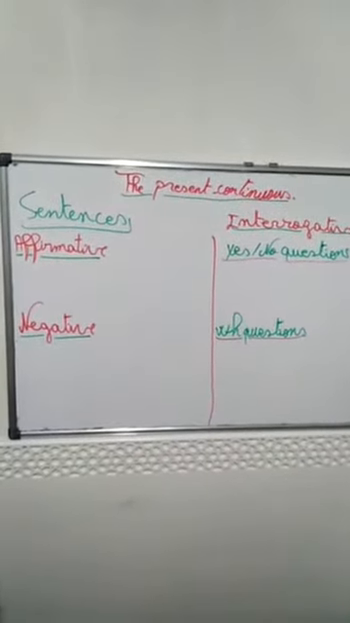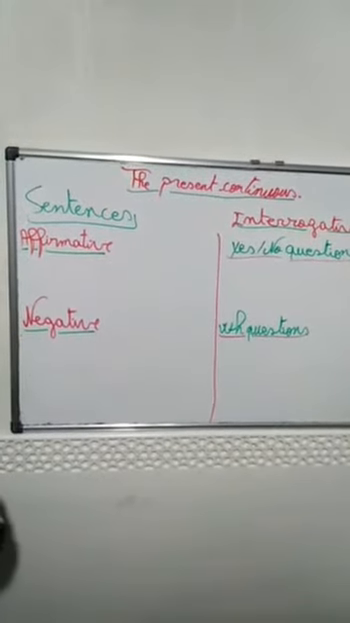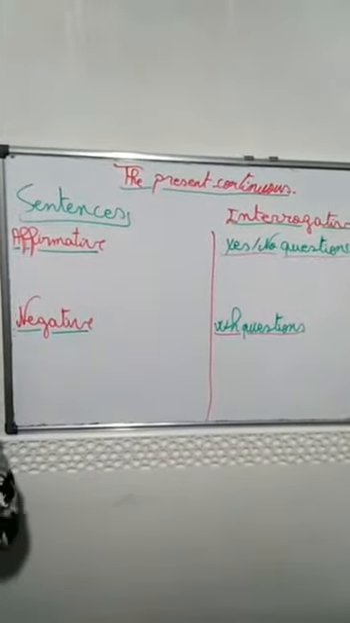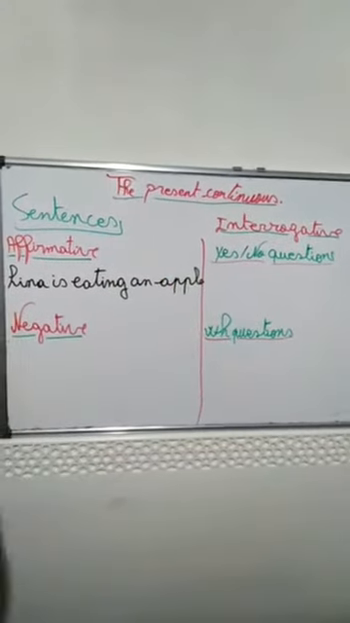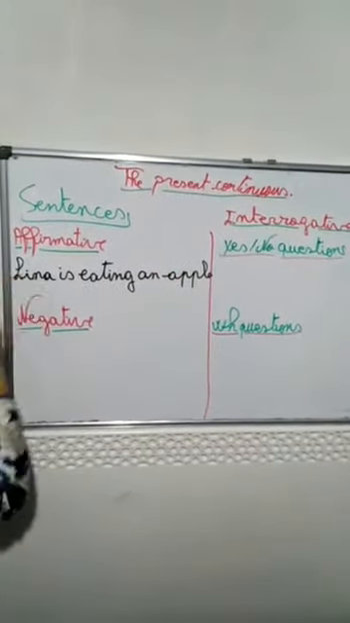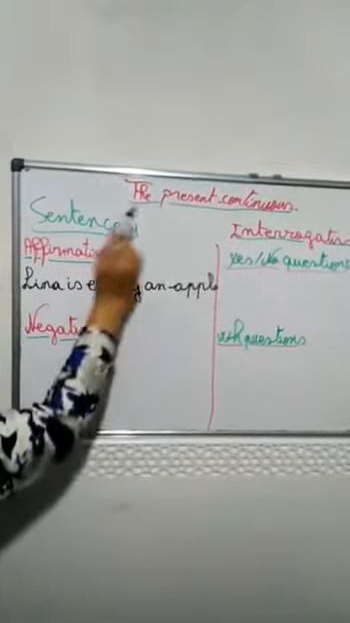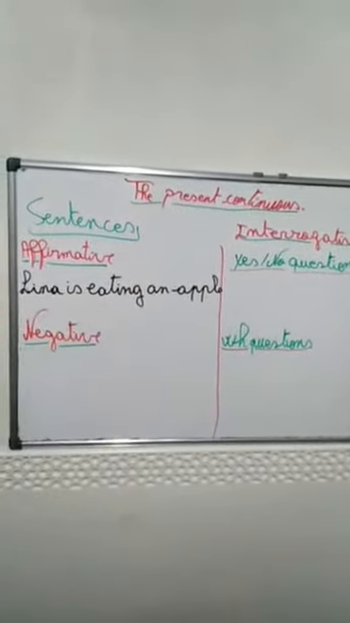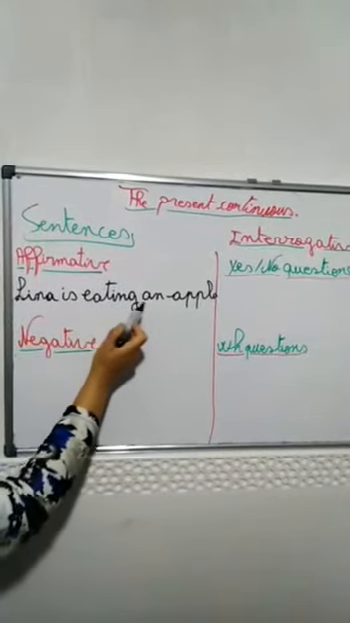Okay, for the affirmative form, let's use a sentence. Can you give me a sentence, please? Okay, let's use: Lina is eating an apple. Okay, Lina is eating an apple. Here I have a very simple sentence in the present continuous. In which form? Of course, in the affirmative form. Is the sentence clear? Great. Lina is eating an apple.